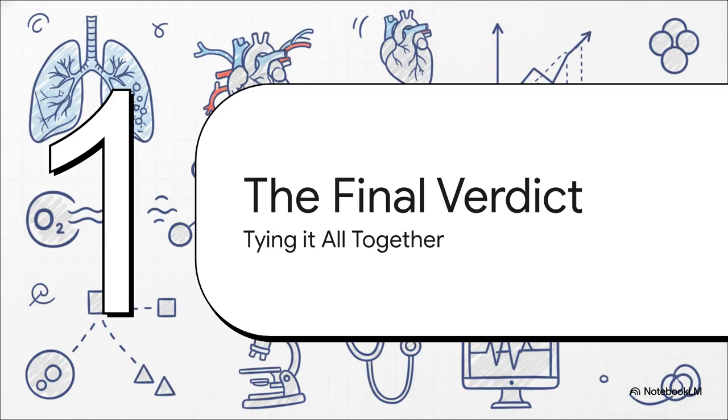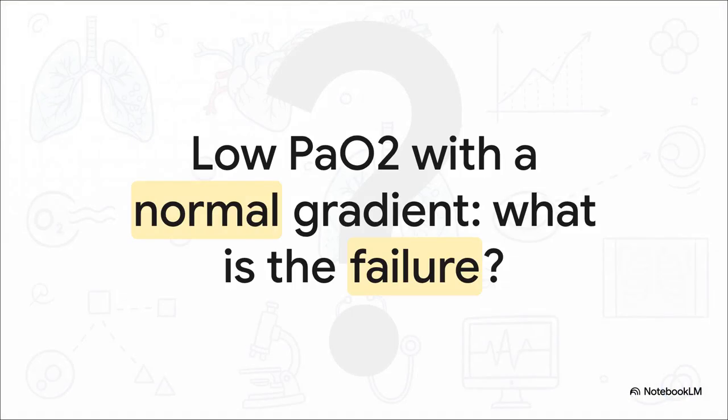Finally, we arrive at Section 4, the final verdict, where we tie it all together. We've audited the baseline gradient, analyzed sleep obstruction, and investigated restrictive barriers. So I want to leave you with this provocative final thought, bringing us right back full circle to our foundational rule. Imagine a patient is sitting right in front of you with a dangerously low PaO2, but you calculate their AA gradient and it is completely normal. What's the true physiological failure? The answer? They just aren't breathing. The lung architecture itself is entirely innocent.